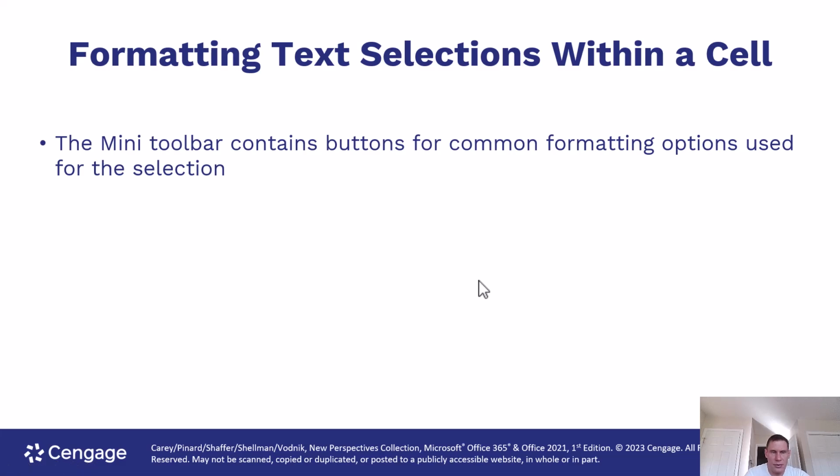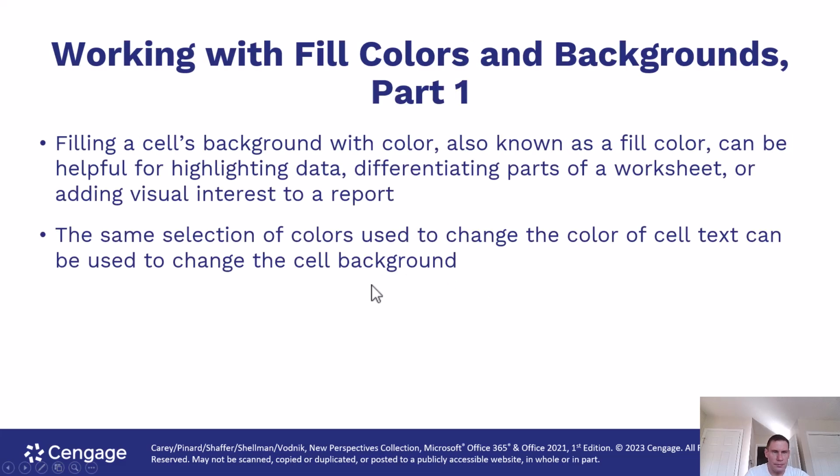Filling a cell's background with color, also known as a fill color, can be helpful for highlighting data, differentiating parts of a worksheet, or adding visual interest to a report. So sometimes, for example, if I'm doing an Excel spreadsheet and there's some number that I want a client or students to see, then I'll put that in yellow. So it kind of jumps out at you when you first open it, because it's important and I want you to see it. The same selection of colors used to change the color of cell text can be used to change the cell background as well.